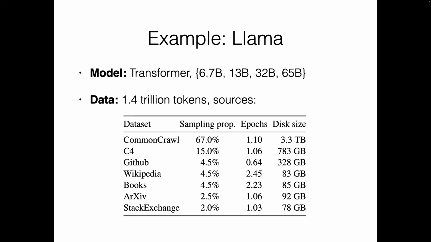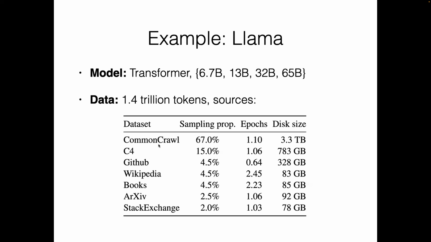Then a more recent example is Llama. And so you could see here they're again using a transformer, but now they're training models of different sizes, from like 7 billion parameters to 65. They're also training the model on much more data, so 1.4 trillion tokens. And then you can see the different sources of data that they're using.